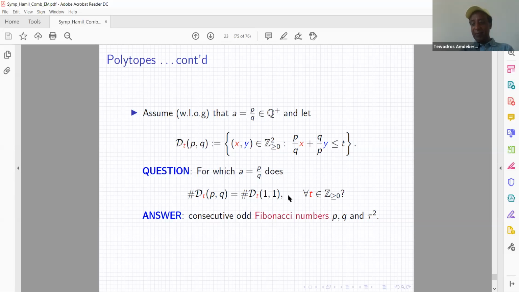I don't know, how much time do I have? So this is necessary and sufficient, that P and Q are consecutive Fibonacci numbers with odd index? Yes, no other rational number will work. Thank you. Interesting. And tau squared, tau is the golden ratio? Yeah, tau is the golden ratio, the square of that. But how does it relate to the question?